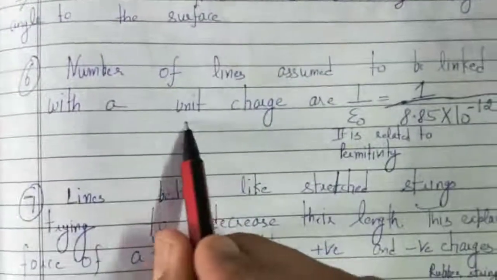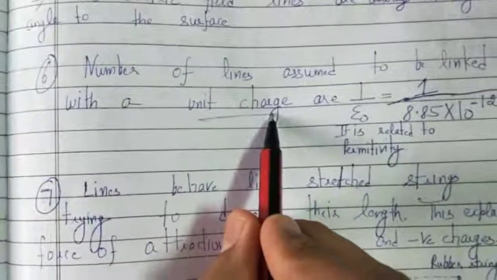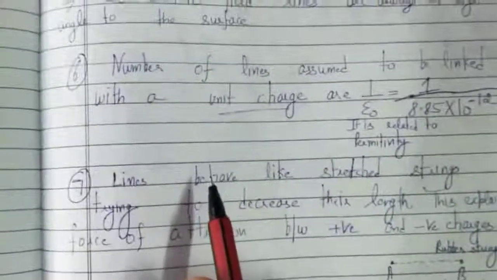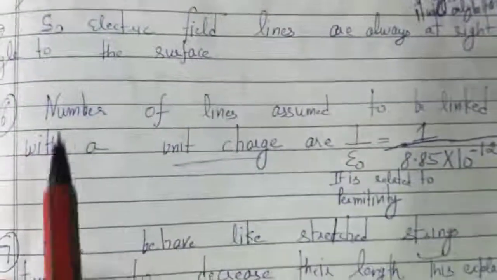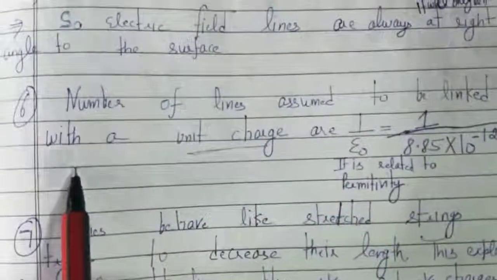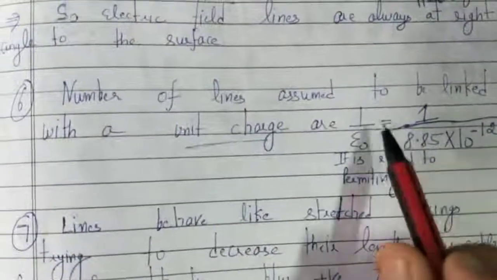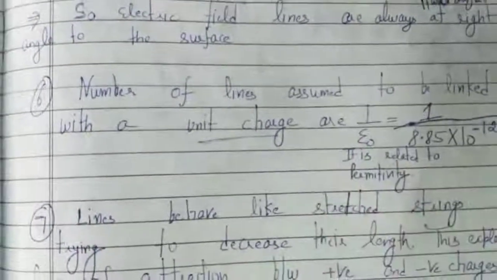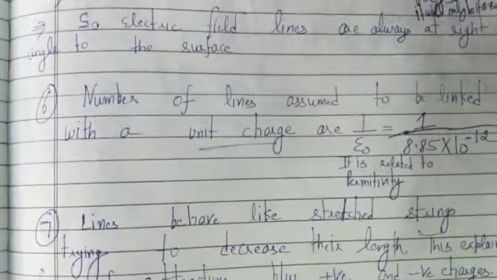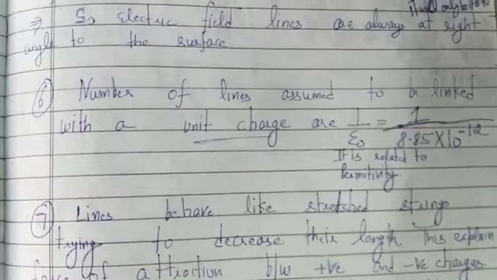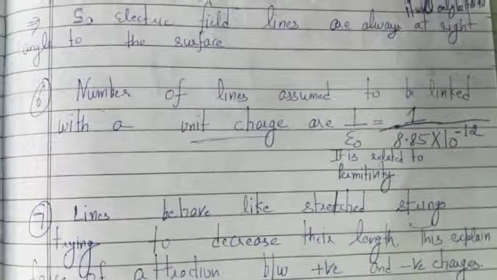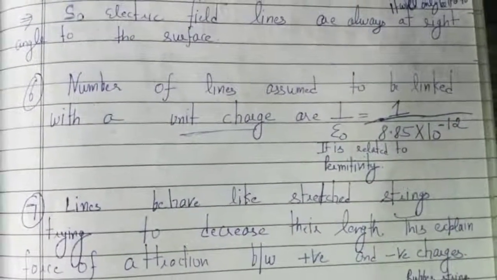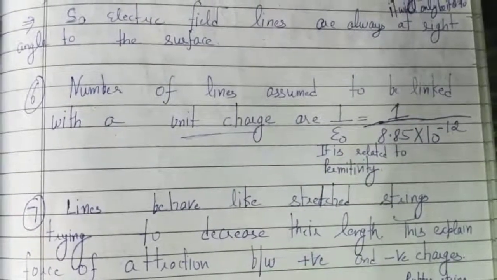Suppose you have a unit charge. This unit charge will have a large number of electric field lines. The number of electric field lines attached with a unit charge is given by 1 upon epsilon naught, where epsilon naught is 8.85 times 10 to the power minus 12. This is given by Gauss, so you have to remember this. We will study it in the incoming lectures. This is the sixth characteristic of electric field lines: the number of lines linked with a unit charge is 1 upon epsilon naught.